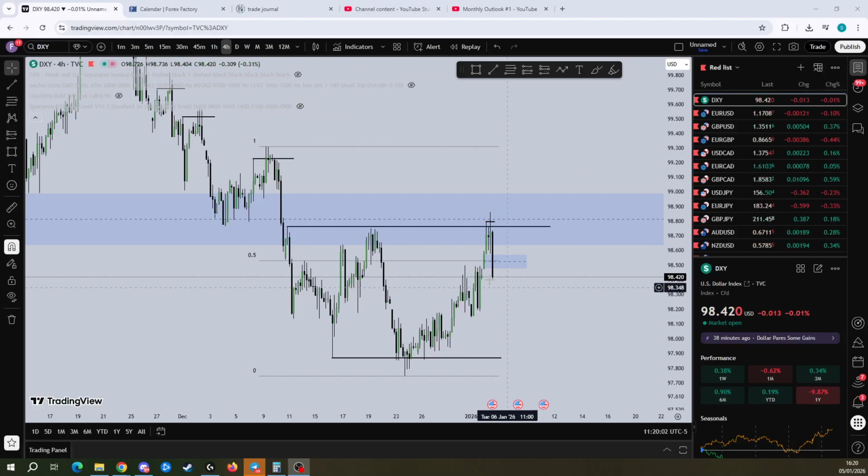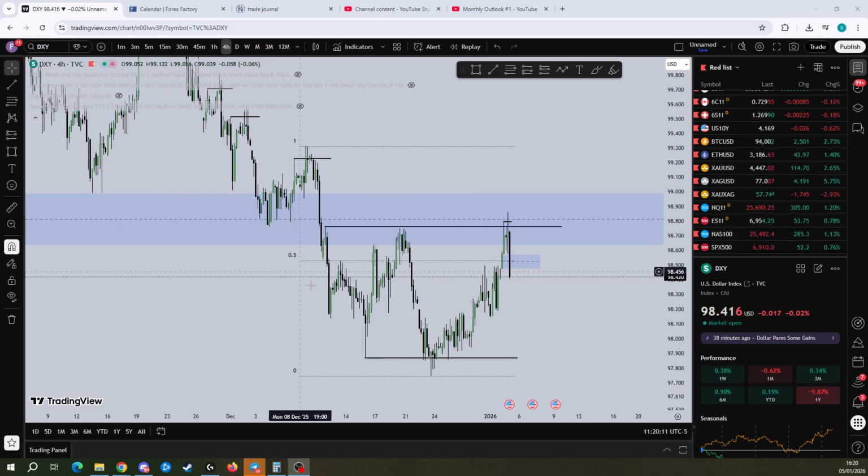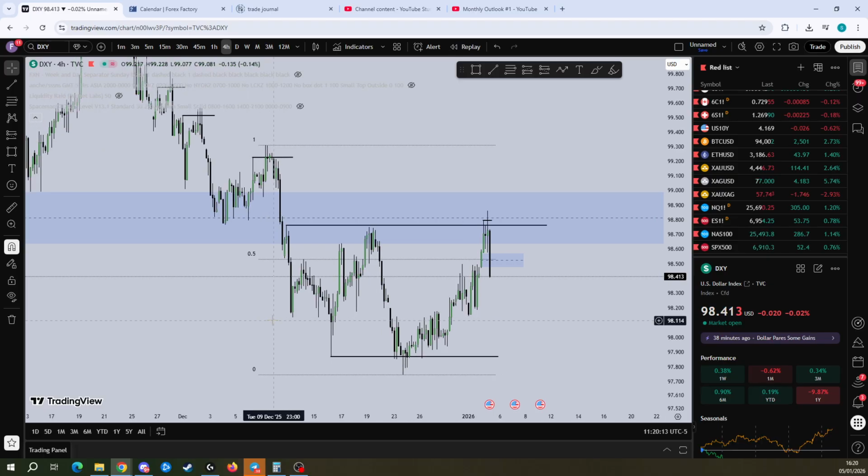Alright, so we're gonna go over the two trades that I've taken today. So I've taken a Euro USD long, and then I took a NQ short. So we'll go over those two trades in a bit. Probably go over NQ first.